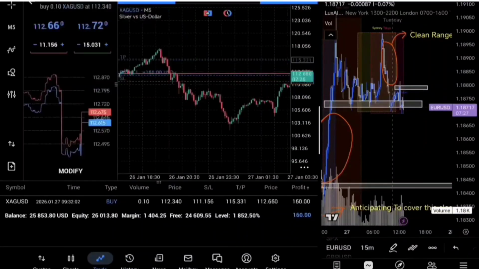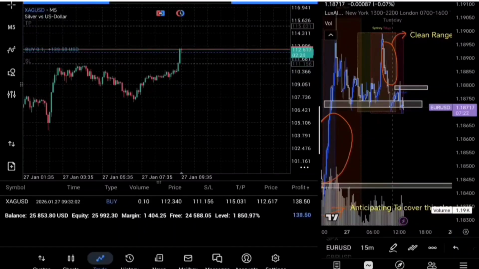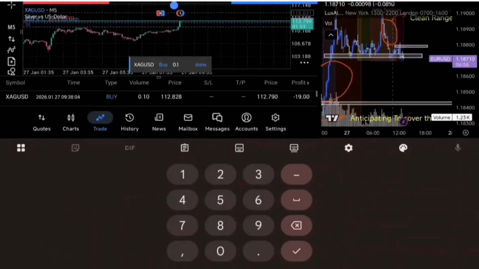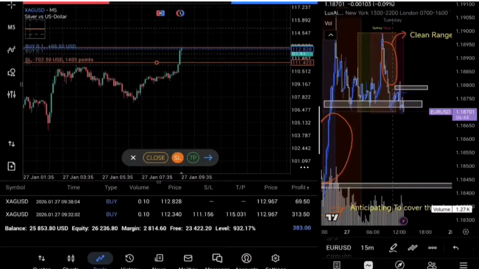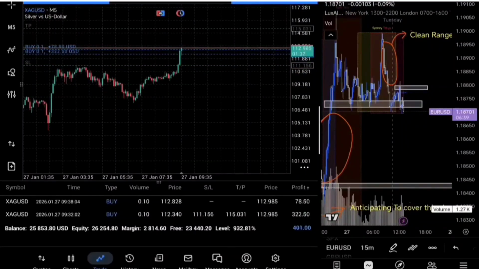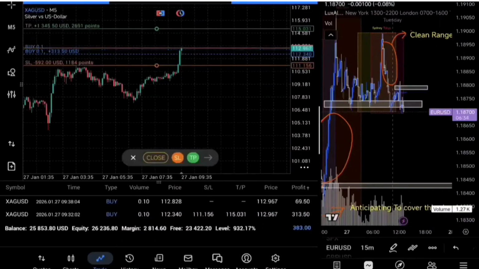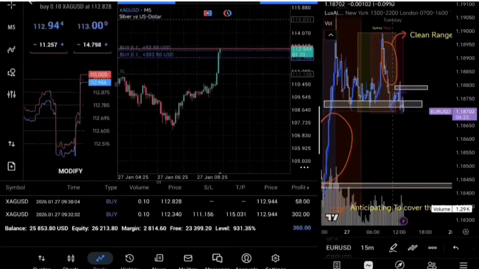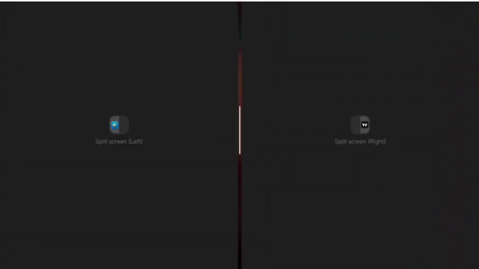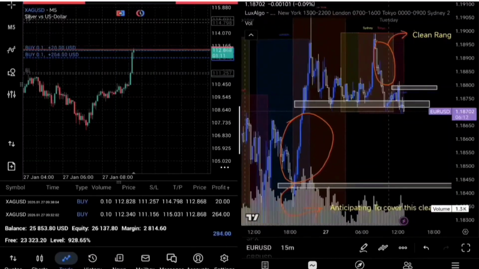If this price breaks the high of the last candle, I will be adding 0.1 lots more to my winning position. So basically, you add to your winners and you cut your losers. As soon as it broke the high of the previous candle, I added some more quantity, which is 0.1 again. So in total 0.2, and I set the stop loss and the take profit, and we let the trade run.